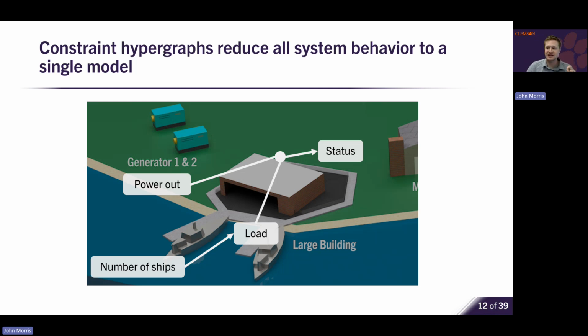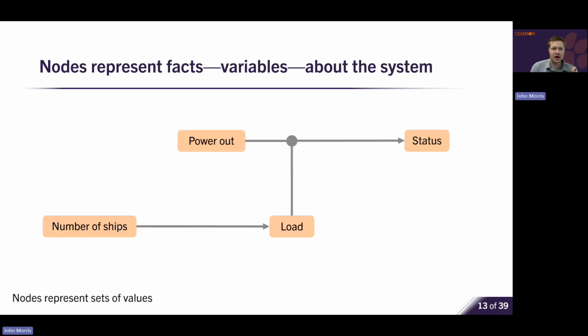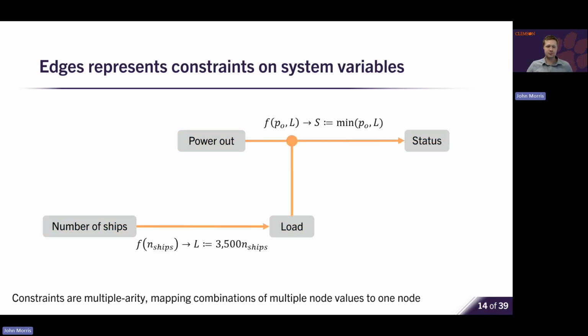I can take them and represent them in a constraint hypergraph. In that constraint hypergraph, the nodes become my system facts. These are the variables about the system. And recall that these variables are sets. They have a set of values that they can range over, and those become my nodes in my graph. The edges in the graph are the constraints between them. These constraints are represented as functions, and we're going to figure out why in the next slide. But you can see these functions are pretty simple.